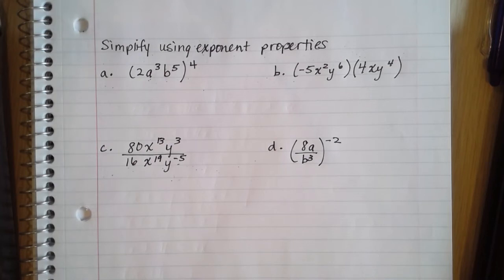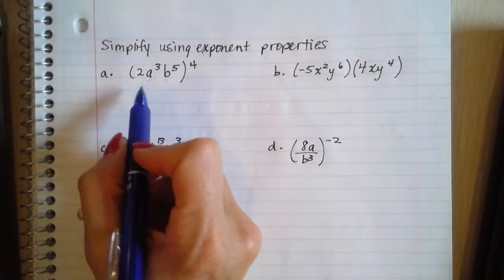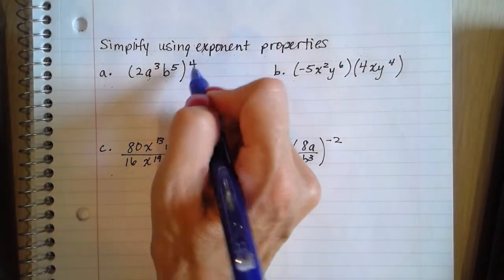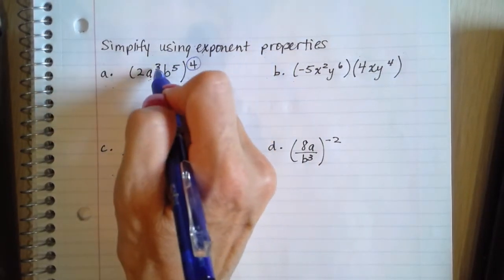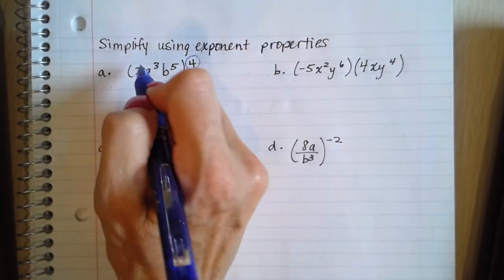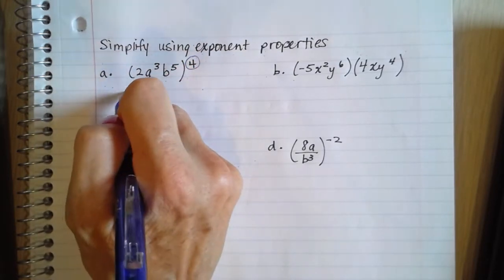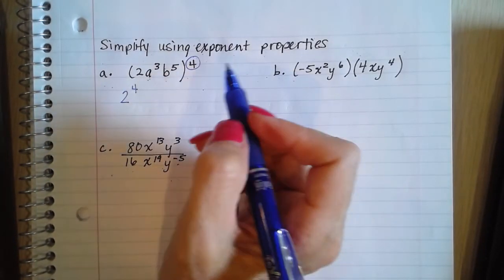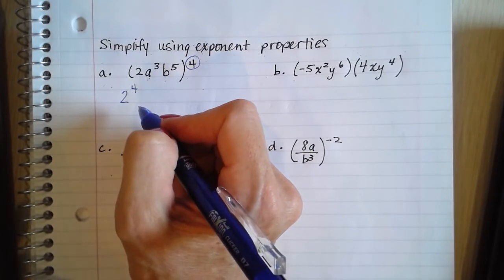We will be simplifying these problems using exponent properties. So, first one, (2a^3 b^5)^4. Since we have the outside exponent of 4, we have to multiply it to every exponent inside the set of parentheses. So the first one, since the coefficient is 2, 2 is going to have to the power of 4. Since the exponent is already 1, 1 times 4 is 4.